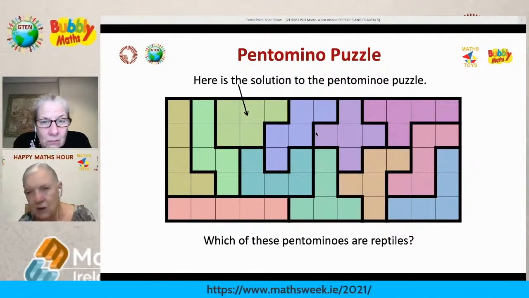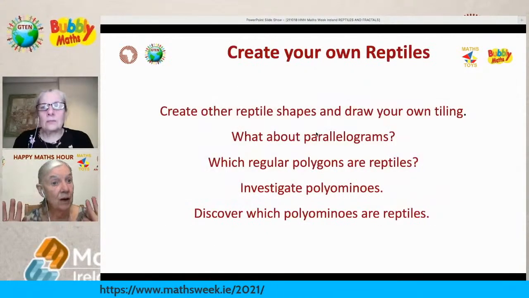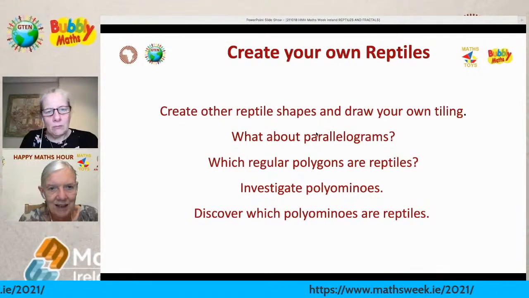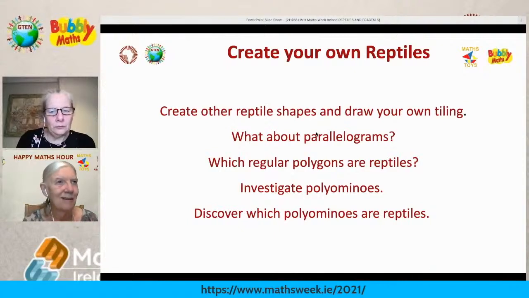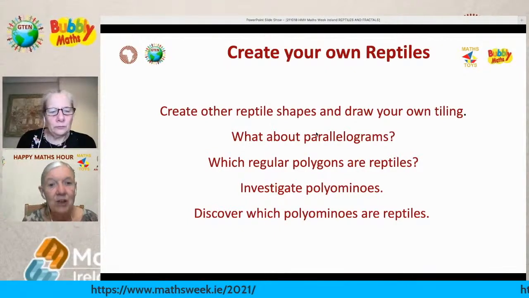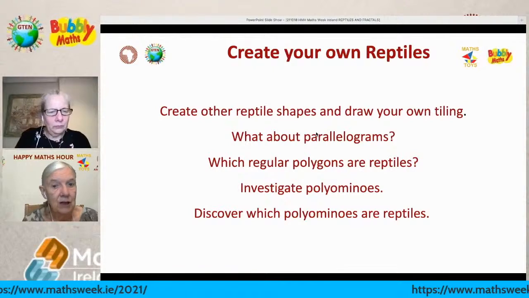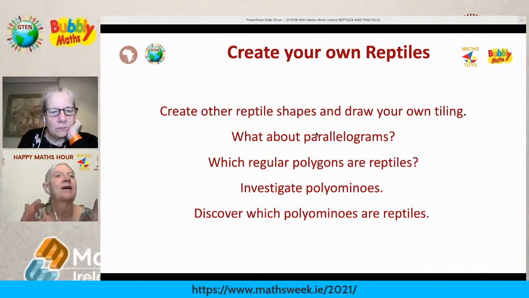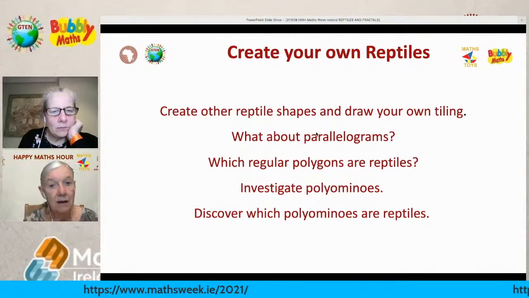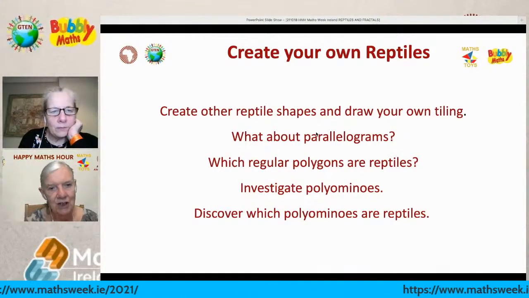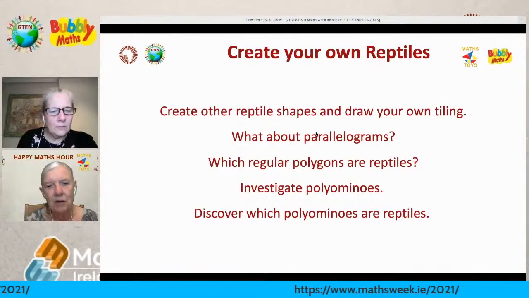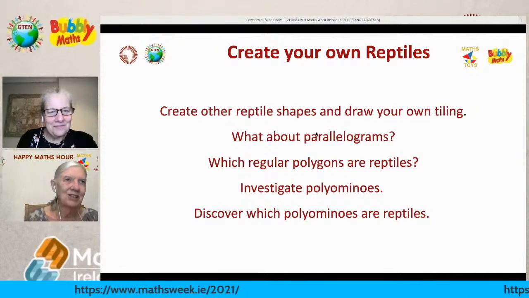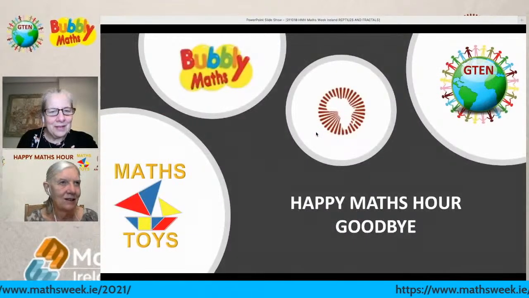We'll let everybody think about that, because our time is up. So what we're suggesting is that you create other reptile shapes and draw your own tilings. A simple one to try is a parallelogram. And which regular polygons are reptiles? A regular polygon is a polygon which has edges all the same length and angles all equal. And you can investigate polyominoes, as we've suggested, and discover which polyominoes are reptiles. Lots and lots of investigations, patterns to make, and things to create.